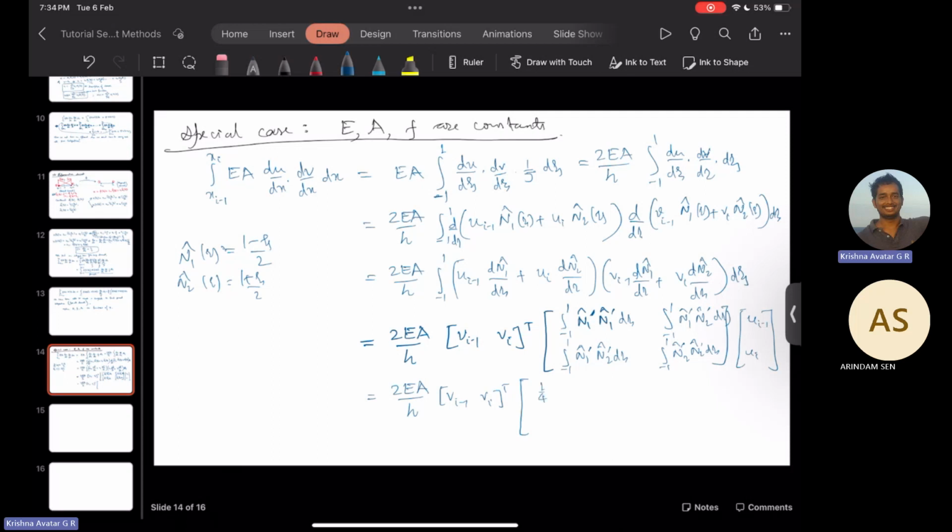So it will be 1 by 4 into the integral from minus 1 to 1, so it's like 2. So it becomes 1 by 2.